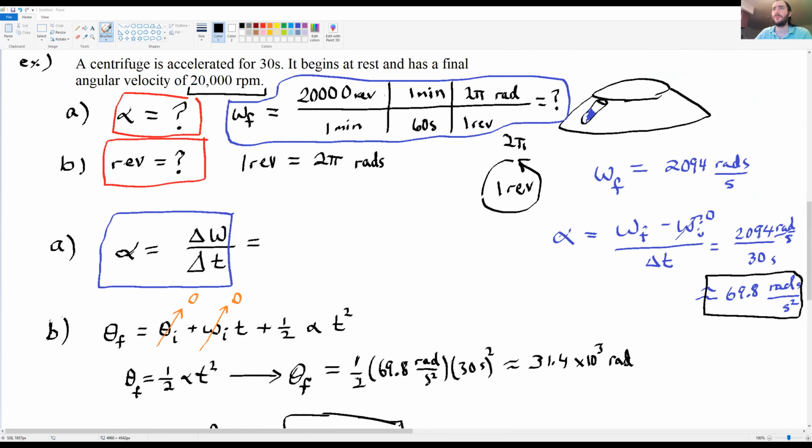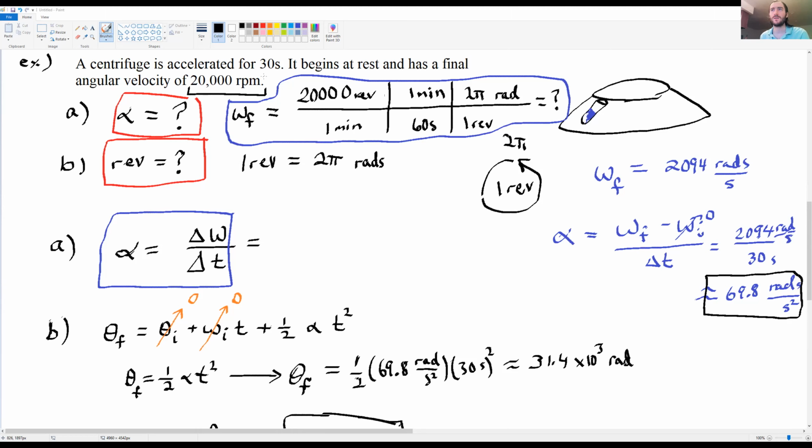When we're given a problem like this, we first recognize, okay, this is rotational motion. We're told this thing is going to rotate. It's going to start at rest and rotate up to an angular speed of 20,000 RPM. It tells us how long it takes to accelerate to that angular velocity, 30 seconds. So we're going to apply our definition of angular acceleration, alpha equals delta omega over delta t. But we have to be careful with this 20,000 RPM.